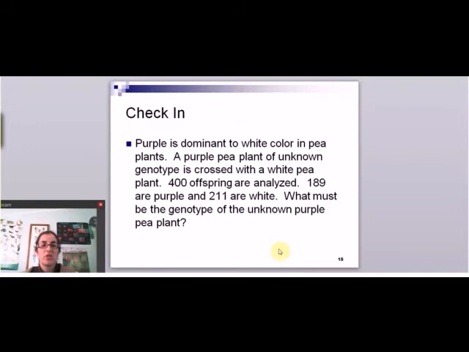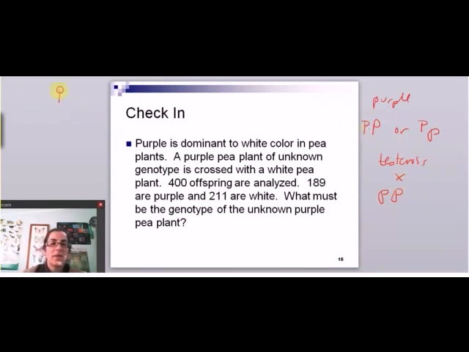So take a look at this question. Purple is dominant to white color in pea plants. A purple pea plant of unknown genotype is crossed with a white pea plant. 400 offspring are analyzed. 189 are purple and 211 are white. What must be the genotype of the unknown purple pea plant? So basically, they're performing a test cross. The purple pea plant, if it's purple, can either be homozygous dominant or heterozygous. If I perform a test cross, that means crossing it with the homozygous recessive individual.